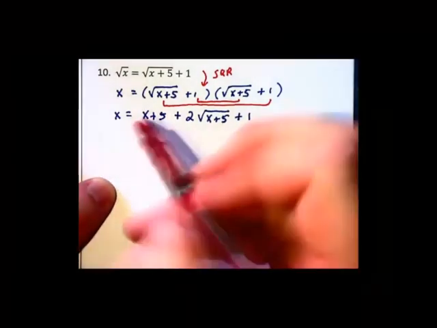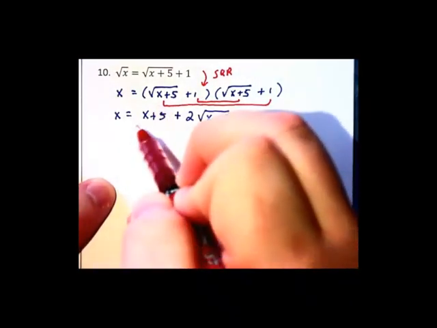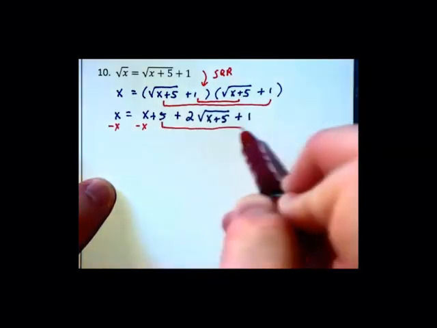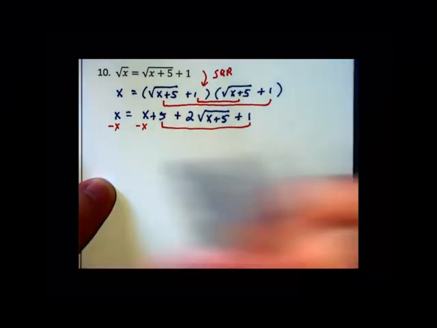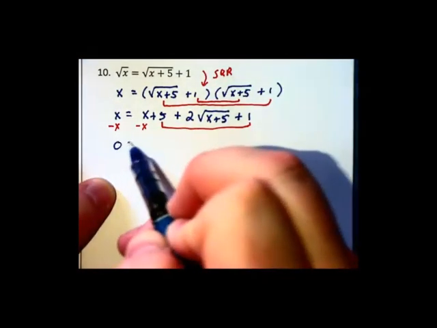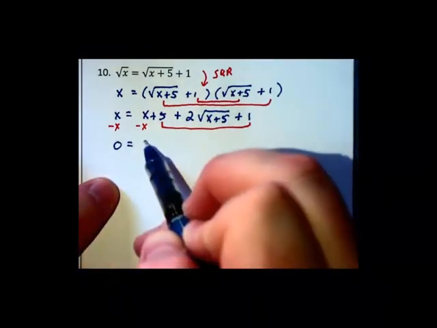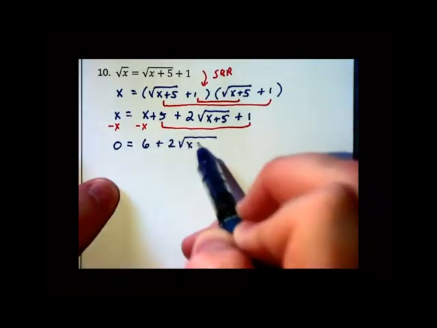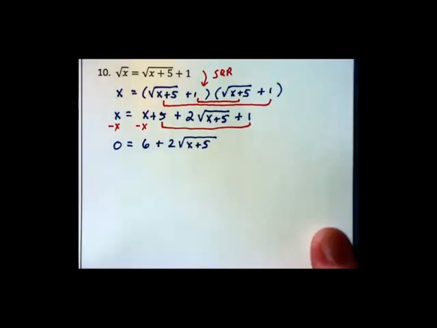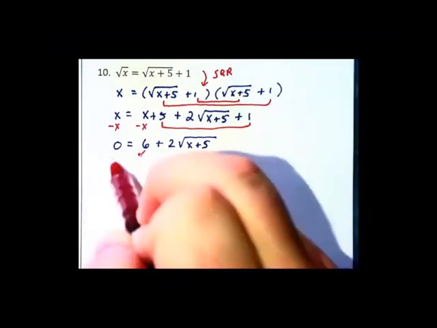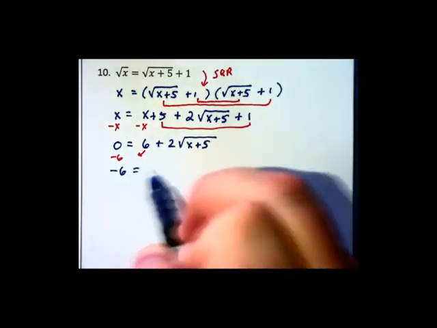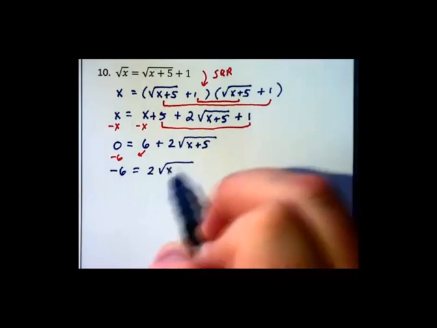Okay, here we go. I'm going to subtract x off of each side again, and I'm going to combine the constants, the 5 and the 1, together. So the left side is 0. The right side is now 6 plus 2 roots of x plus 5. And now I'm going to subtract off that 6 to the left-hand side. We're going to have negative 6 equals 2 roots of x plus 5.